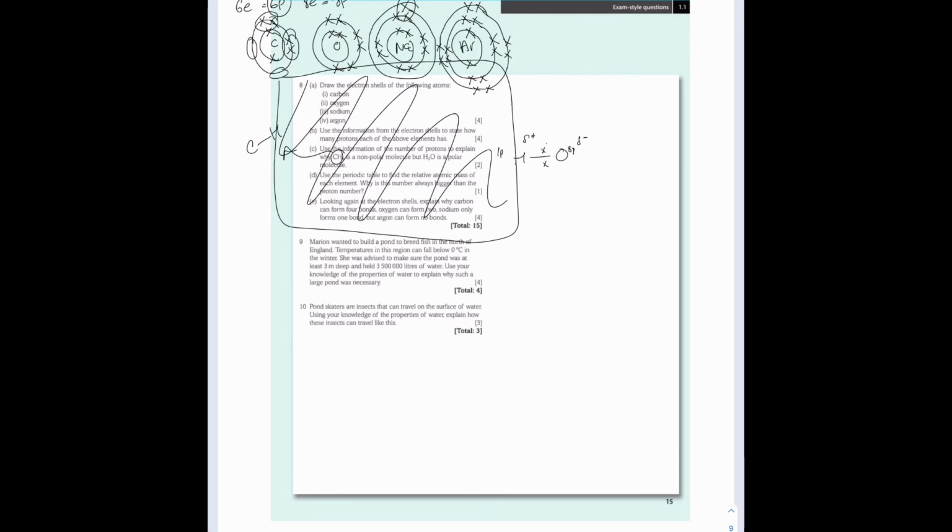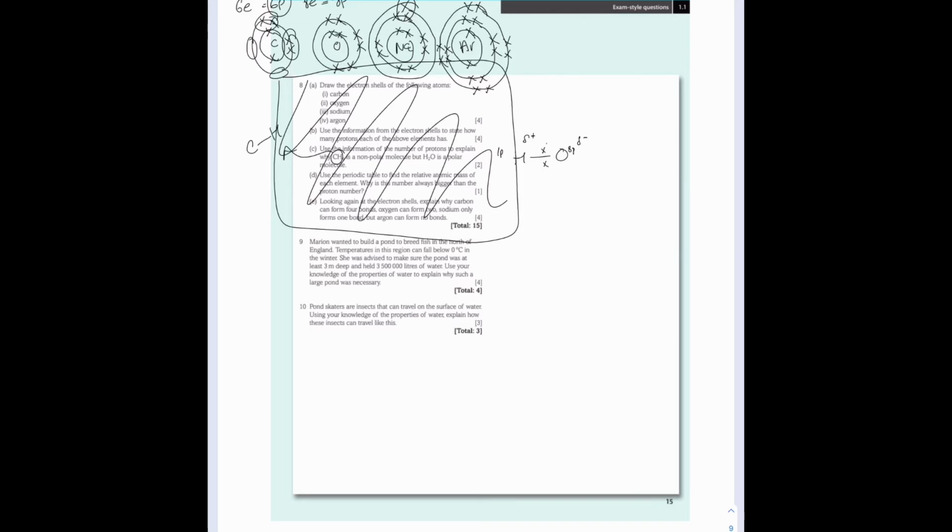Marion wanted to build a pond to breed fish in the north of England. Temperatures in this region can fall below 0 degrees Celsius in the winter. She was advised to make sure the pond was at least 3 meters deep and held 3.5 million litres of water. Use your knowledge of the properties of water to explain why such a large pond was necessary.